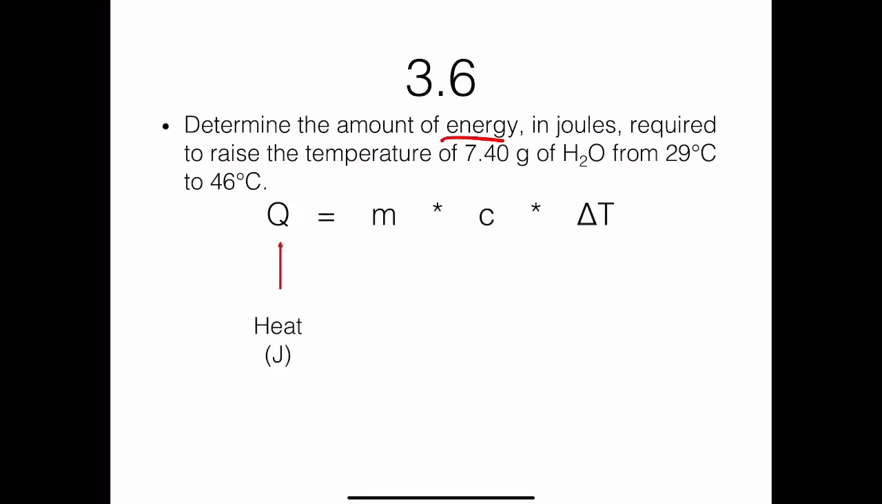Q represents energy, or in this case, heat, in terms of the unit joules. M, we've probably seen this before. This is mass, and remember, mass is in units of grams. C is what's known as specific heat, and specific heat is in units of joules per gram degree Celsius. So we already looked at this in terms of the calorie and then how that converts to joules. So we'll look at that again in a second.